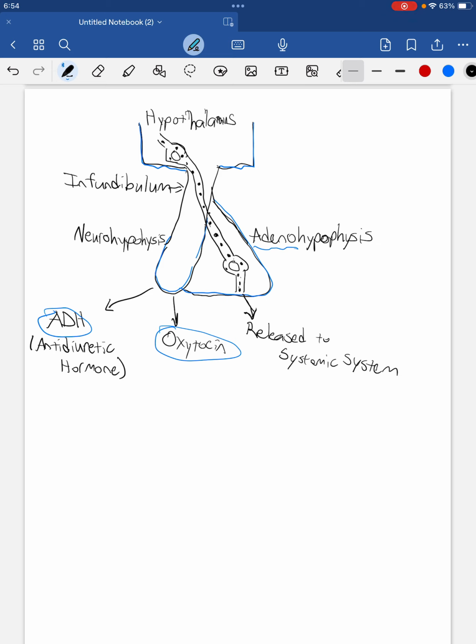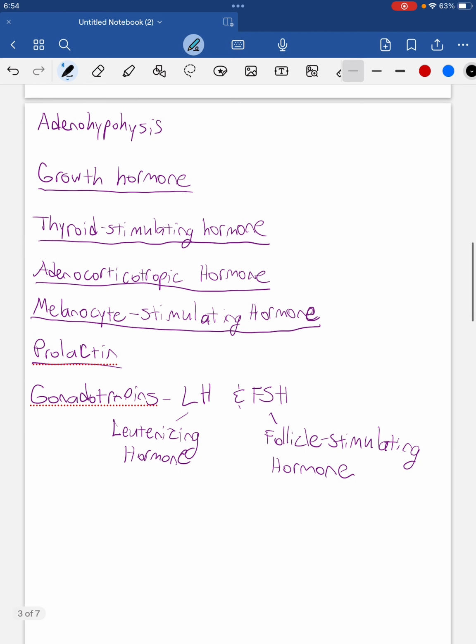All right, so that's how that works there. So things that are known as tropic hormones. These regulate the activity of the rest of the endocrine system. So you probably heard like corticotropic hormones, things like that. So we'll go through the different hormones on the next page here.